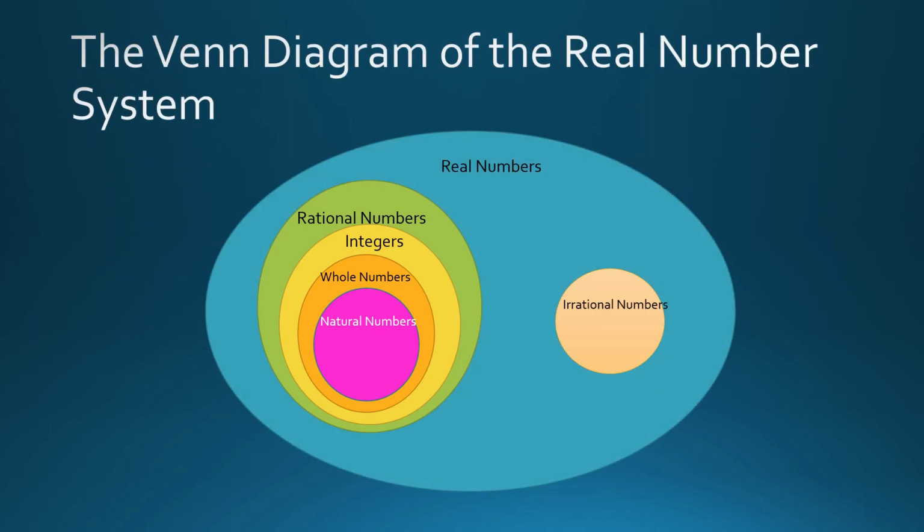This is the Venn diagram of the real number system. As you can see, the blue one, or the biggest part, is the real numbers, wherein it is composed of rational, integers, whole, natural, and irrational numbers. When a number is a natural number, that number will also fall under whole number. Also, that number is an integer, rational, and lastly, a real number. When a number is irrational, it is also a real number because, as you notice, rational and irrational are real numbers.